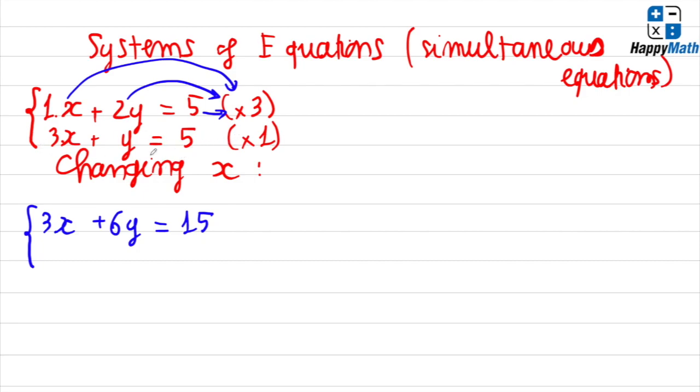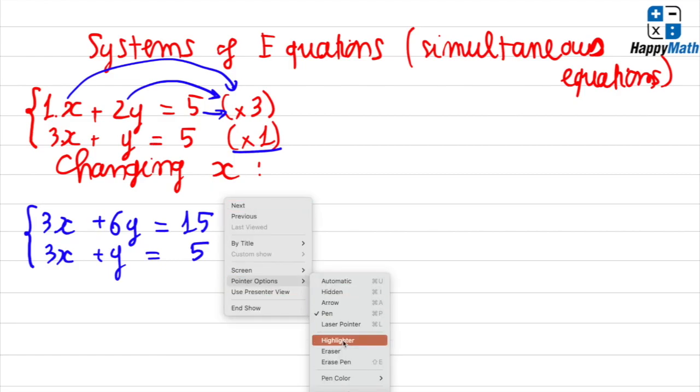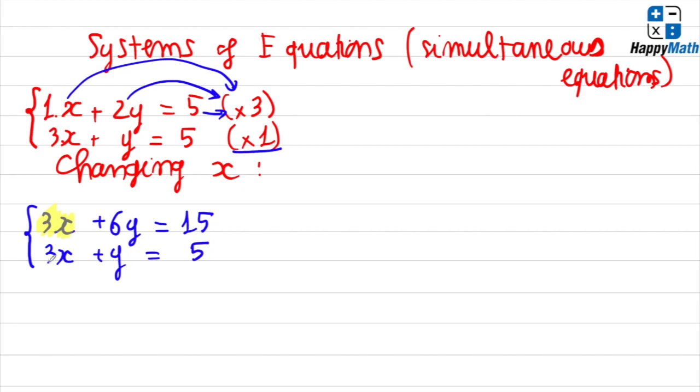How about the second one? 3x multiplied by 1, you get 3x. y multiplied by 1, you get y. And 5 multiplied by 1, you get 5. Okay, so after multiplying by 3 for the first equation and by 1 for the second equation, look at this. The coefficient of x in the first equation and the coefficient of x in the second equation are both equal to 3. That is what we call changing x.